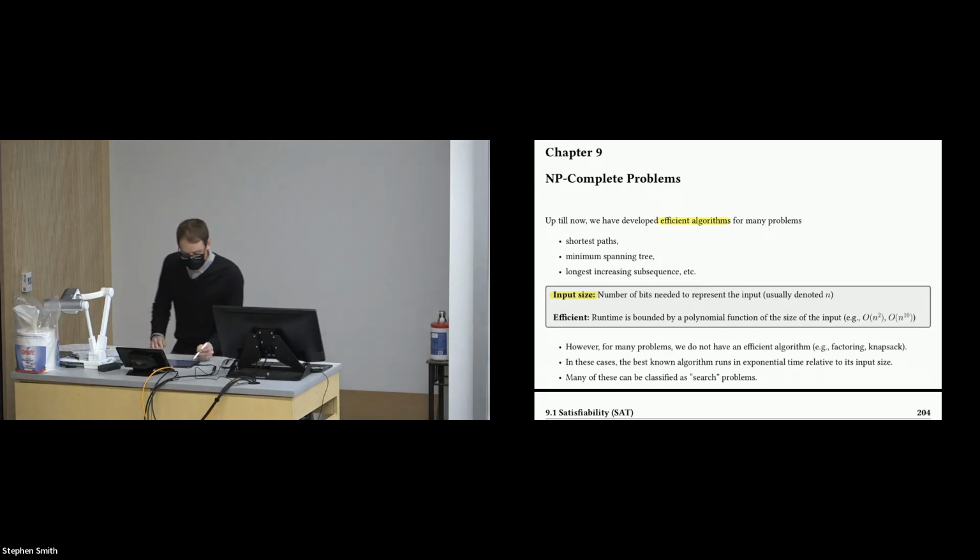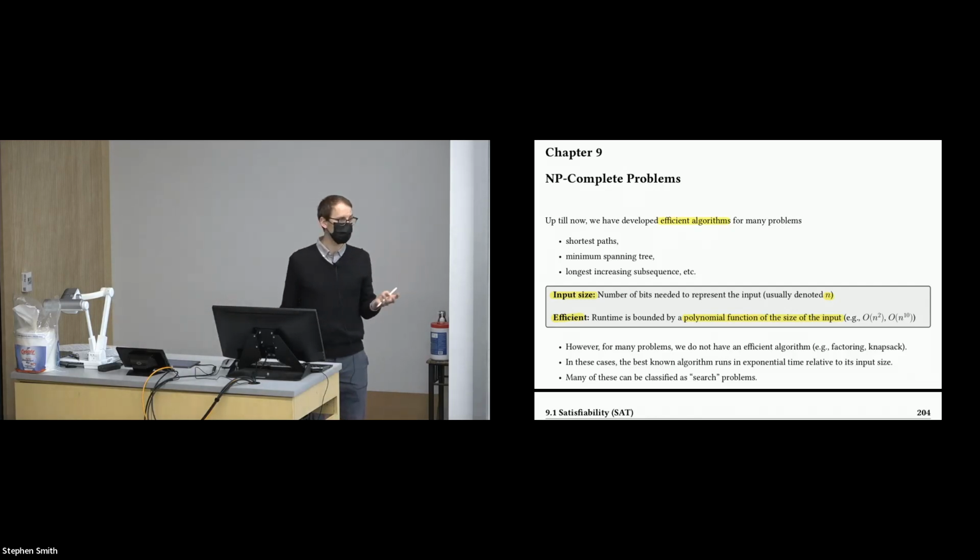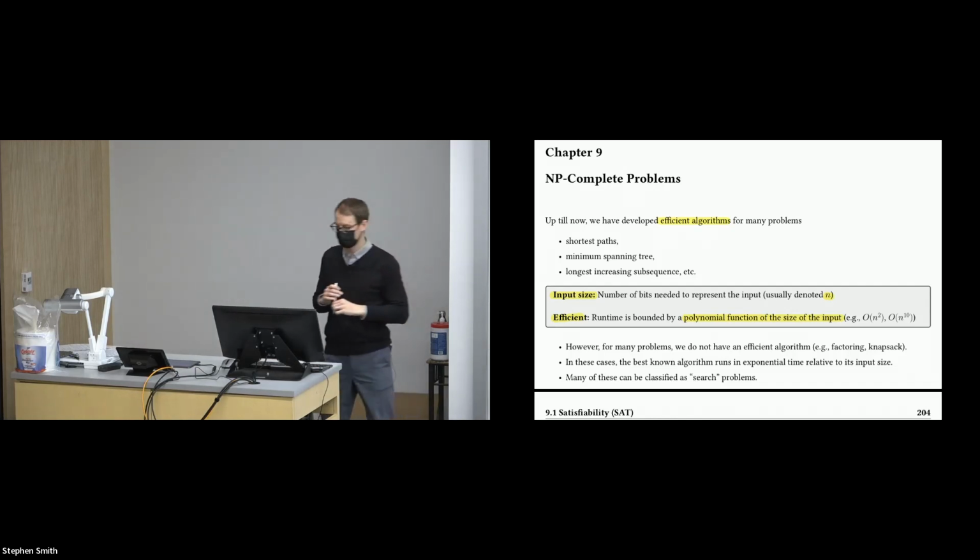But in any case, we have this input size. So again, if you have an array of length n and each entry is a constant number of bits, then it takes only order n bits to represent the input. And so an algorithm is called efficient if its runtime is bounded by a polynomial function of the size of the input. So when we write the input as n, we would say an algorithm that runs in n squared time is efficient. We'd also say one that runs in n to the 10 time is efficient in this section right now.